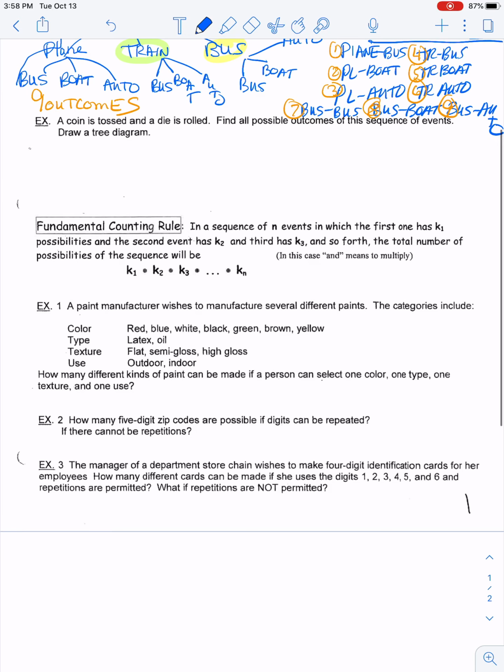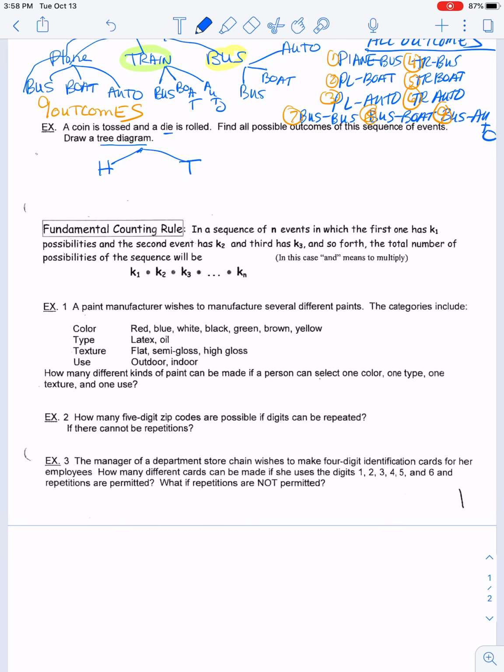Okay, all right, second example. A coin is tossed and a die is rolled. Find all possible outcomes of the sequence of events. Draw a tree diagram. Okay, so we will start with tossing that coin. You get either a heads or a tail. And then secondly, we will roll a die, a normal die, 1 through 6. So we get the numbers 1, 2, 3, 4, 5, 6. So there's our tree.